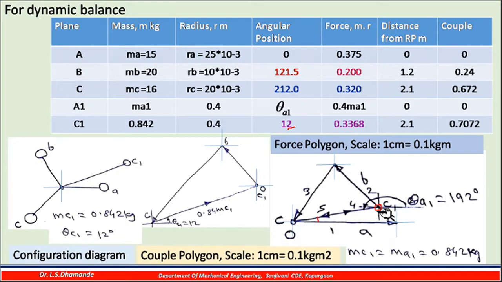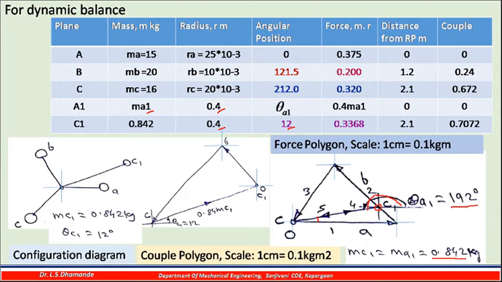Now if I measure the length of this and divide by its radius, the radius is the same, 0.4 and 0.4 here. As the radius is the same, the mass will also be the same, and therefore MA and MC will be equal, and that is equal to 0.842 kg. Now if I have to determine the angular position of this, I have to take this as a reference, because the vector is starting from this point downward. The angle measured will be 90 plus 180 plus this, so it will be a total of 192 degree. So this is the position of MA1 also, that is 192.